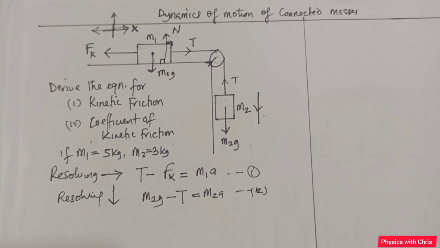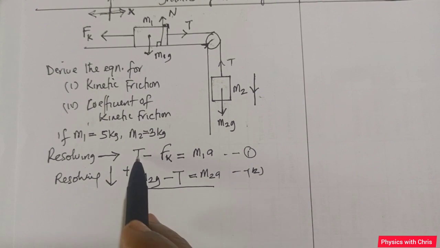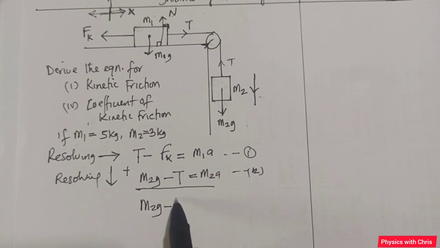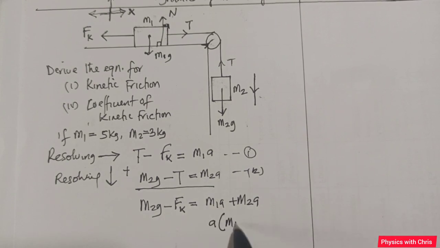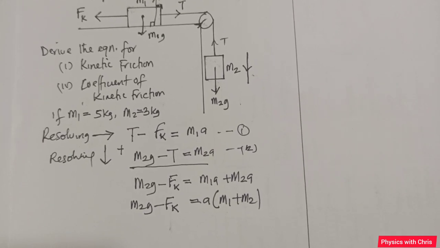Now I need to sum these two equations. Adding equation 1 to 2, the tension is positive in one and negative in the other, so T minus T gives me 0. So I have M2g minus the kinetic frictional force Fk is equal to M1a plus M2a. Factoring out the acceleration, I get (M1 plus M2)a is equal to M2g minus Fk. Alright, so that is it for that.